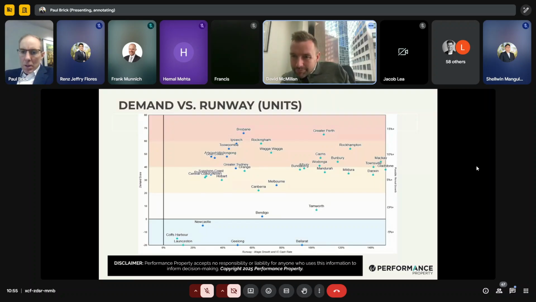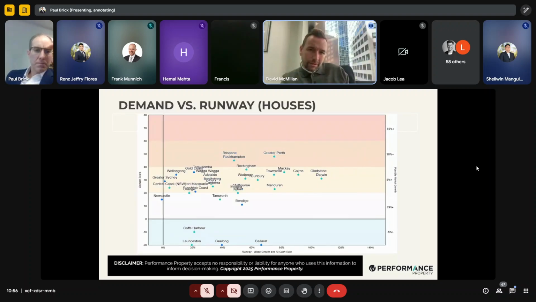Next one, Paul. We've got Roger, where you put Perth and Melbourne houses on this 2x2 performance window. Okay, so if you go back to the previous graph, you look at Perth. Perth's got 75% runway forecast and is in the highest demand in the country. And then you look at Melbourne. Melbourne houses, they are at 50% runway and 30% demand.